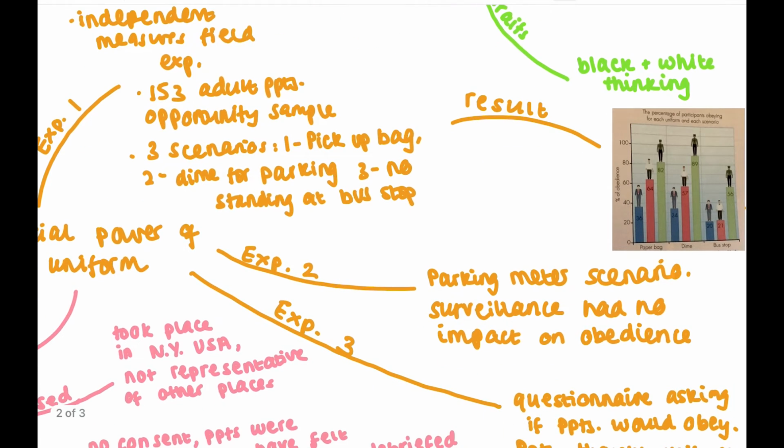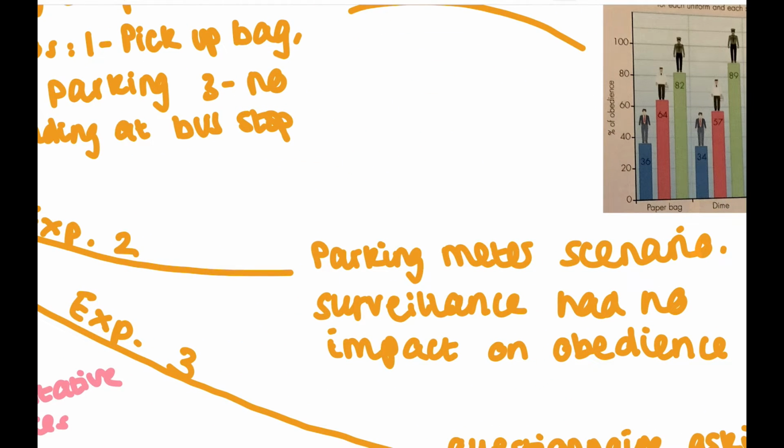He then moved on to experiment number 2. Experiment number 2, he looked at just the parking meter scenario. So saying, do you have a dime for the parking meter? That gentleman over there doesn't have any money.